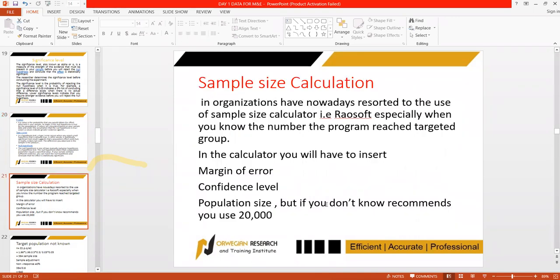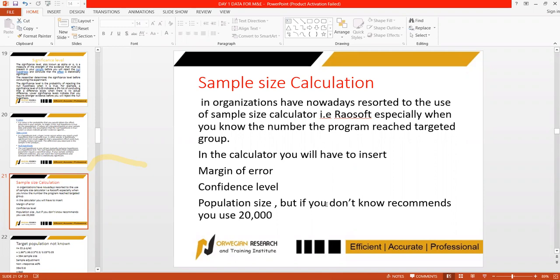In organizations, most currently use a calculator to arrive at the sample size, and we go to the RAOSoft calculator. So you go to Google and type RAOSoft calculator. Then it will come up. In the RAOSoft calculator, you will be asked, what is the margin of error? The margin of error simply is the significance level. This is the allowable risk. You can call it the allowable risk.